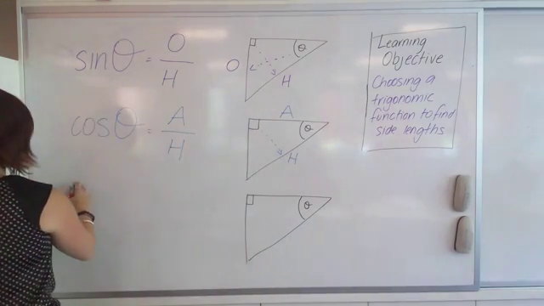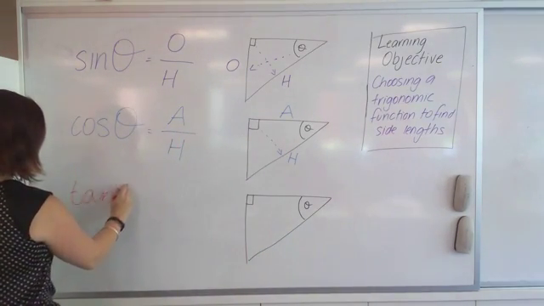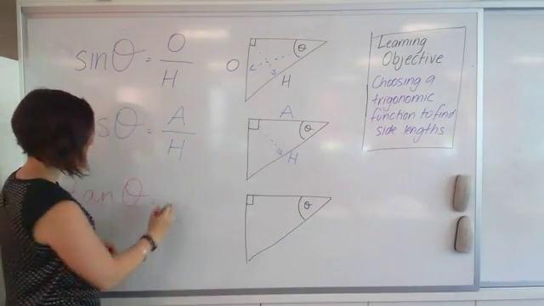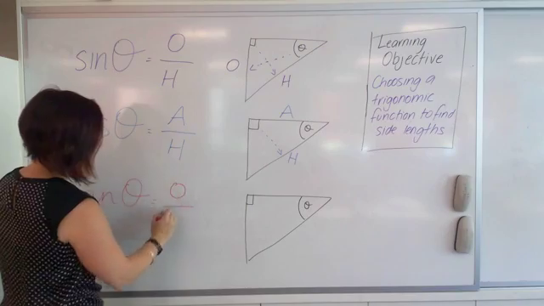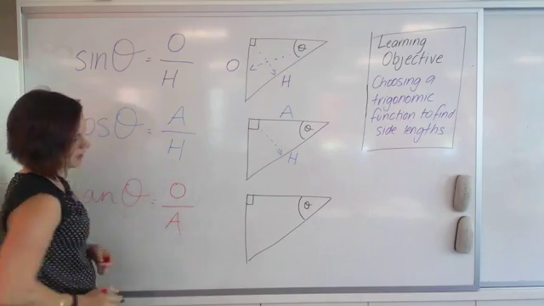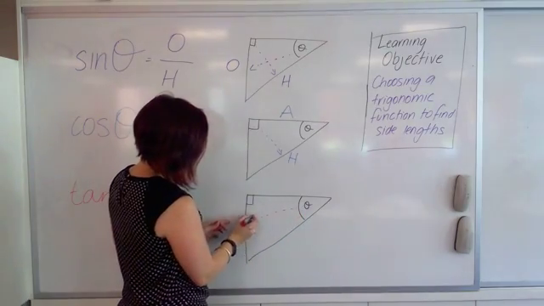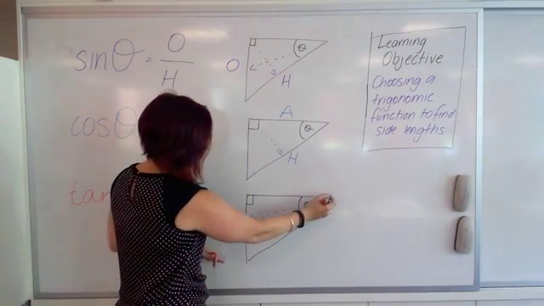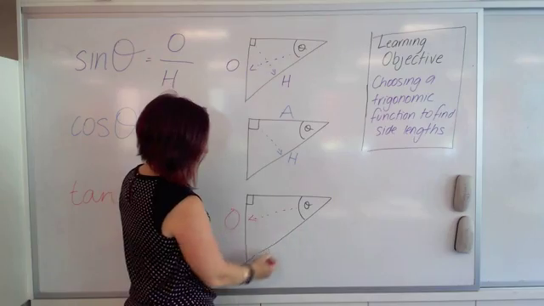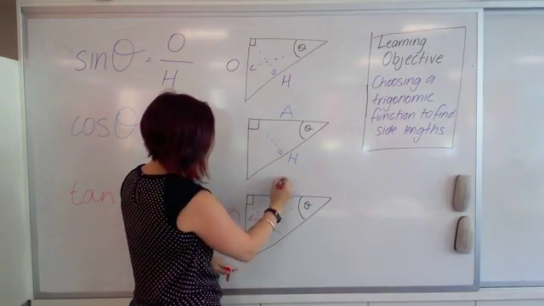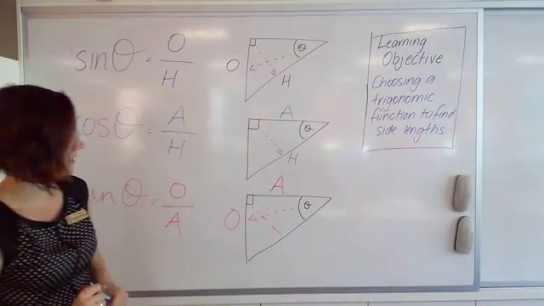Now our last one is our tan function. So tan of the reference angle, tan of theta, is equal to the comparison between the opposite side and the adjacent side. So here is our opposite side, and this would be an adjacent side, but it is in fact the hypotenuse, so we're looking at this adjacent side here.